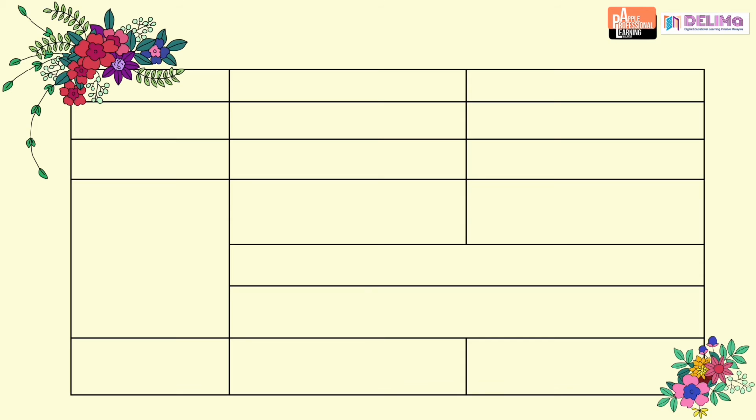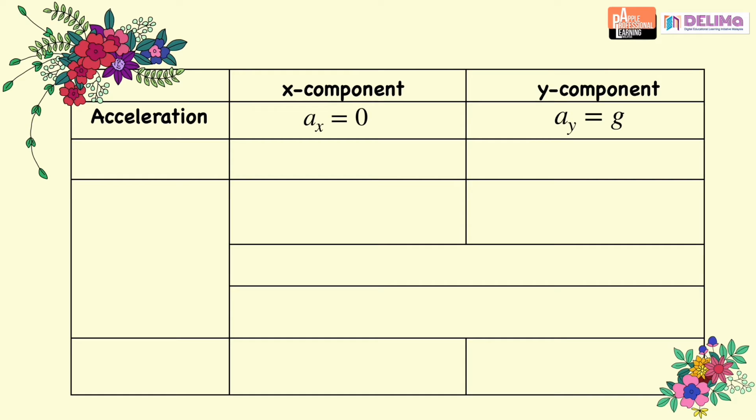Now let us see the equations involved in this projectile motion. The equations will be separated into the x component and y component. So the first physical quantity is acceleration. The projectile has no horizontal acceleration, or Ax equal to 0. Vertical acceleration, or Ay, is always constant, which is equal to 9.81 meters per second squared and always directed vertically downward.